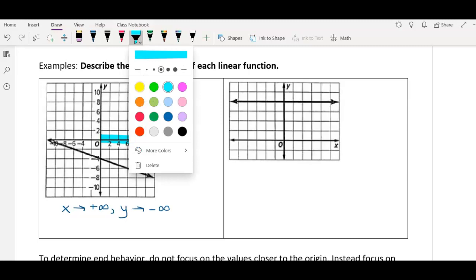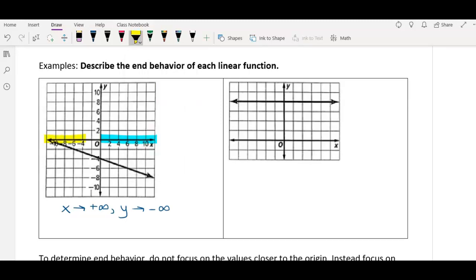All right, so let's take a look at that left-hand side of our x-axis. All right, here x is decreasing. So we are going towards negative infinity. So as x approaches negative infinity, is y increasing or decreasing? And y is actually increasing. So y approaches positive infinity.